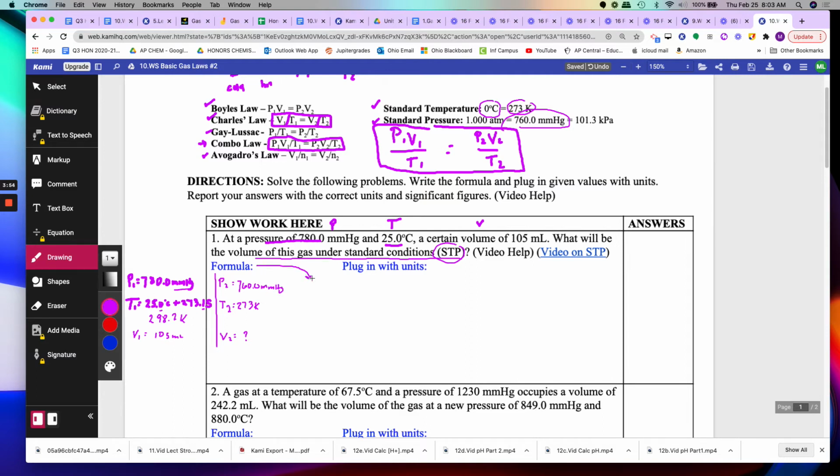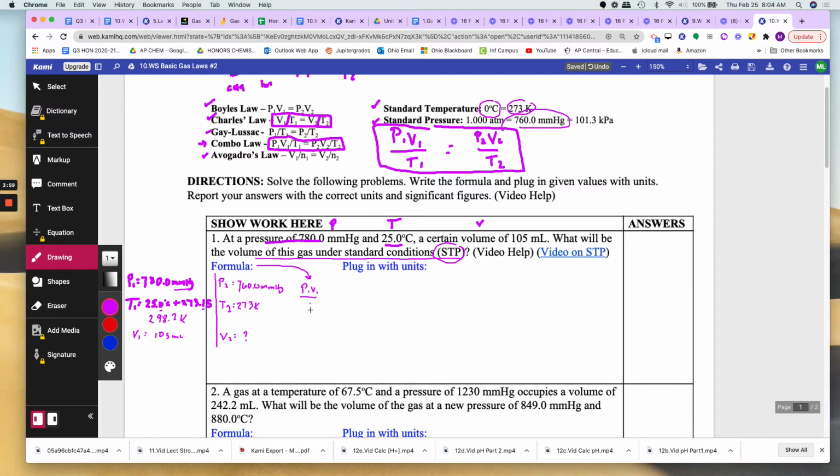The formula I would be using then would be P1V1 over T1 is equal to P2V2 over T2. Please make sure you write the formula so I know which one you're using. The next thing I'm going to do is plug in with the units. I'm going to plug in all these numbers. So 780.0 mmHg would be the pressure, P1. V1 would be 105 milliliters. And T1 would be 298.2 Kelvin.